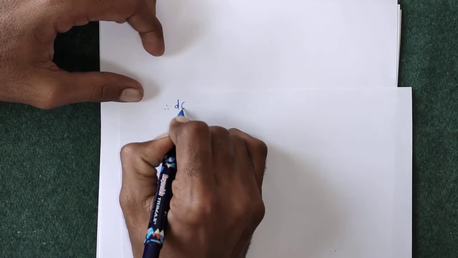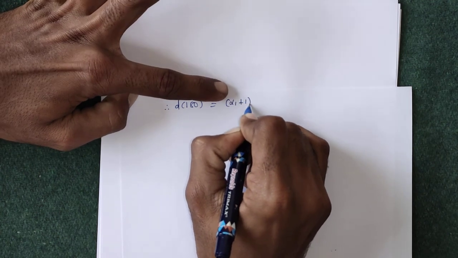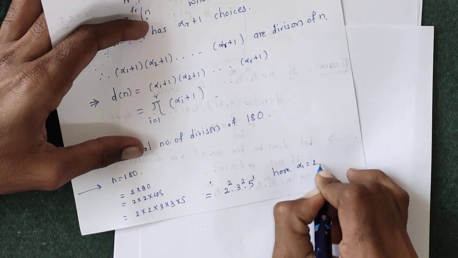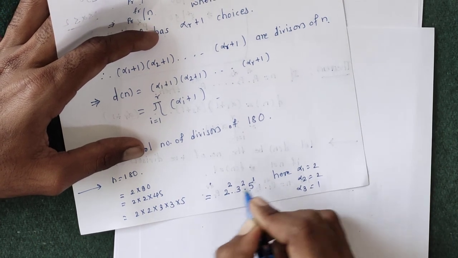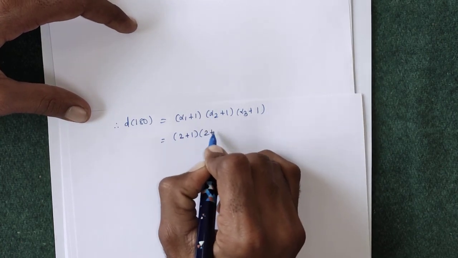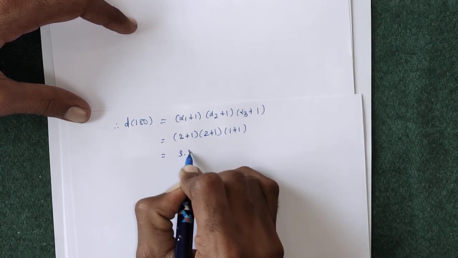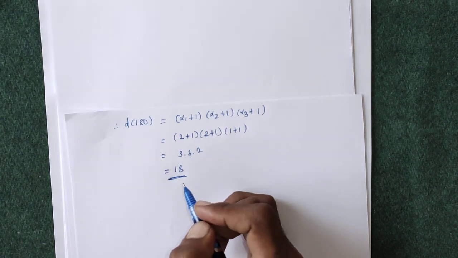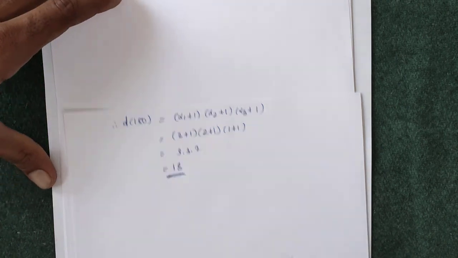So using this result we can write d of 180 is equal to alpha 1 plus 1, alpha 2 plus 1, alpha 3 plus 1. Here alpha 1 is equal to 2, alpha 2 is equal to 2, and alpha 3 is equal to 1. So d of 180 is equal to 2 plus 1 into 2 plus 1 into 1 plus 1. So 3 into 3 into 2, 3 times 3 is 9, 9 times 2 is 18. So there are 18 divisors of 180. So d of 180 is equal to 18. Hence you can verify the result.